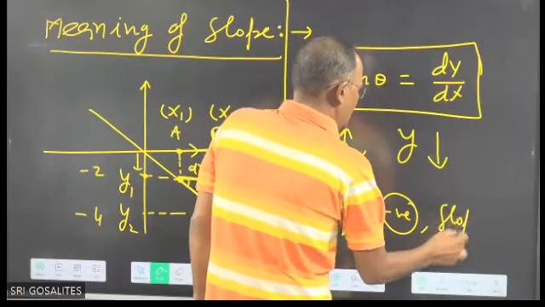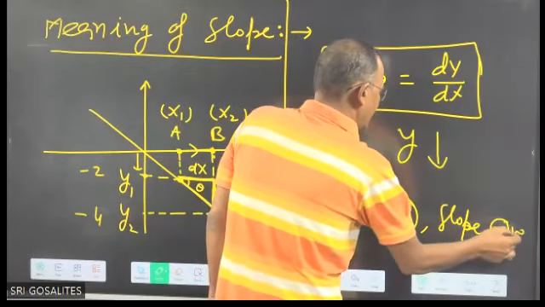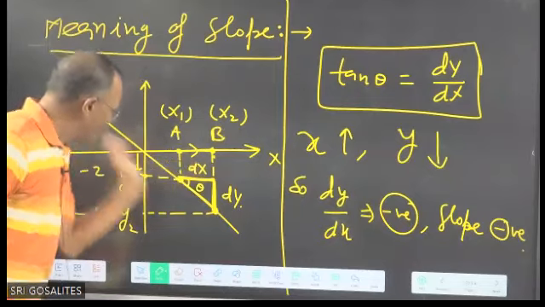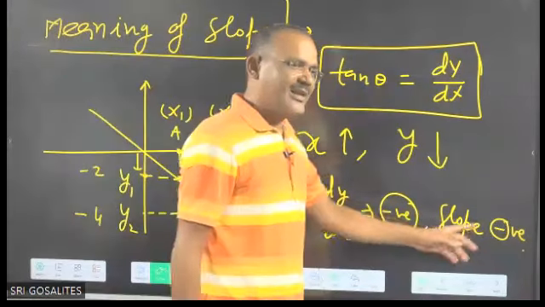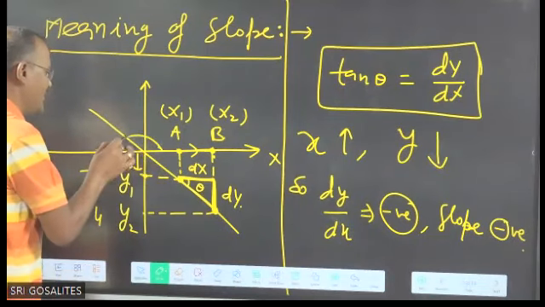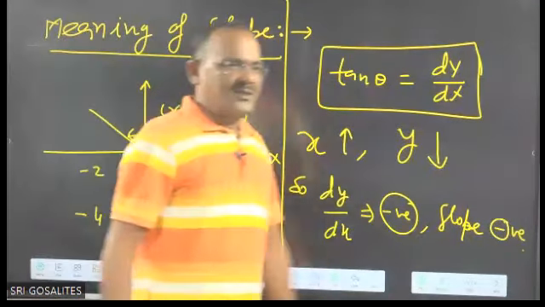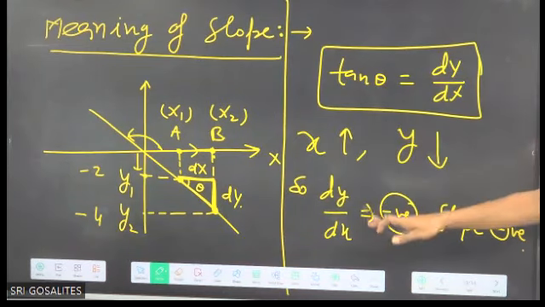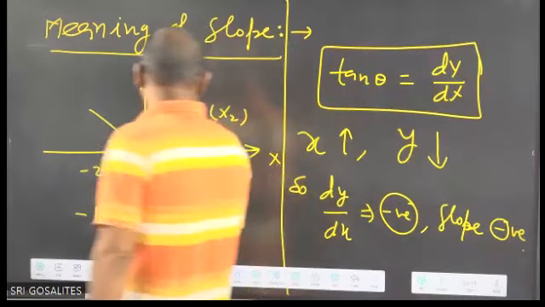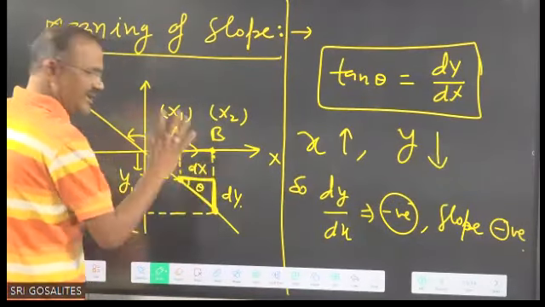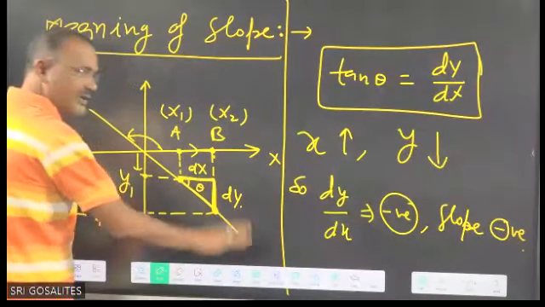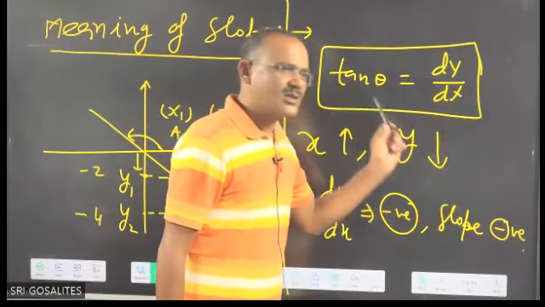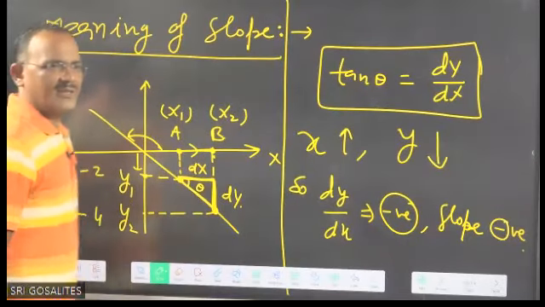Means slope is negative. Understand? On increasing the x by small amount, y is decreasing on this line. So we are saying slope is negative. So always we count which angle? With the x-axis. On increasing the x, y is decreasing. More we increase, y will decrease more. So rate of change of y with respect to x is negative, which is called the slope.